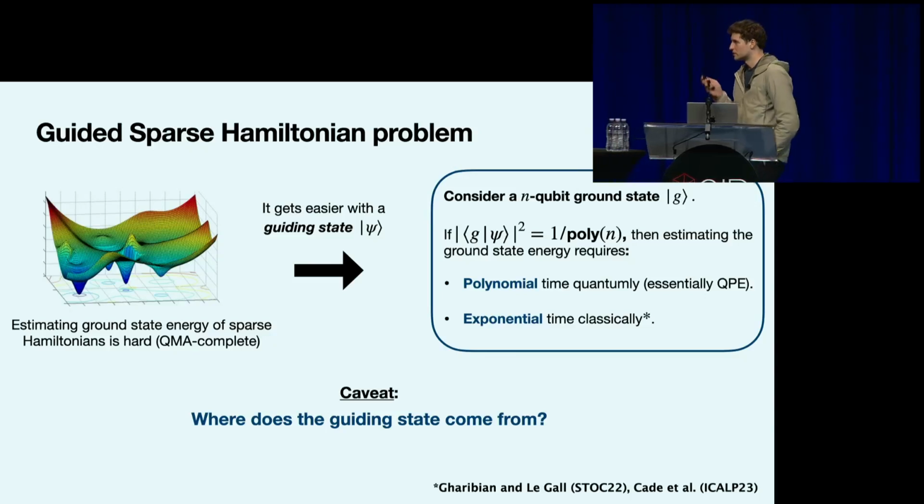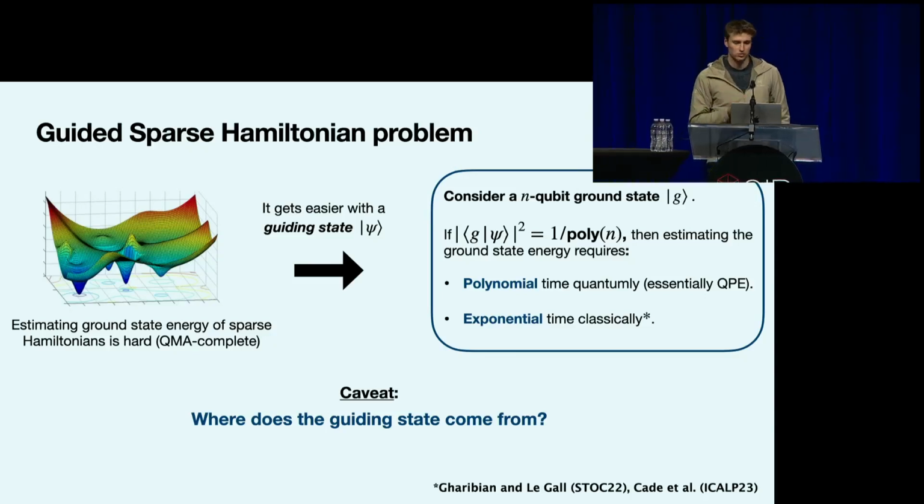So I think it's fair to say there's not a single natural problem where you can provably prepare a guiding state that has such good overlap with the ground state in an end-to-end fashion.